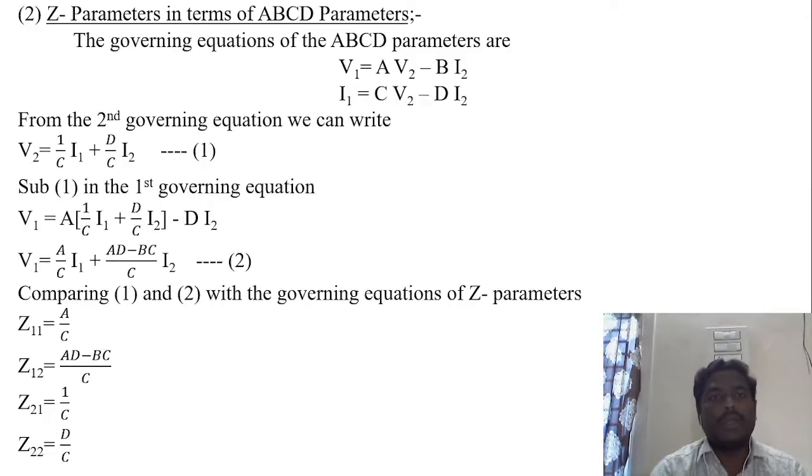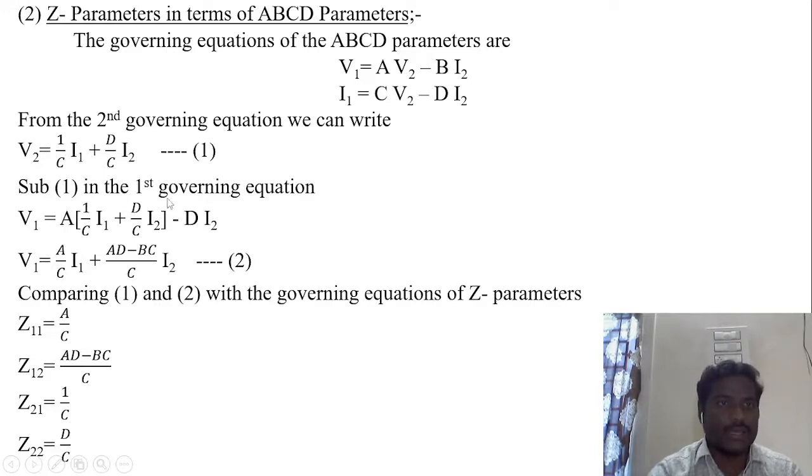Then we go for the Z parameters in terms of ABCD parameters. Already we have the governing equations of the ABCD parameters: V1 is equal to A into V2 minus B into I2, and I1 is equal to C into V2 minus D into I2. From the second governing equation we can write V2 is equal to 1 by C into I1 plus D by C into I2. That is equation number 1.